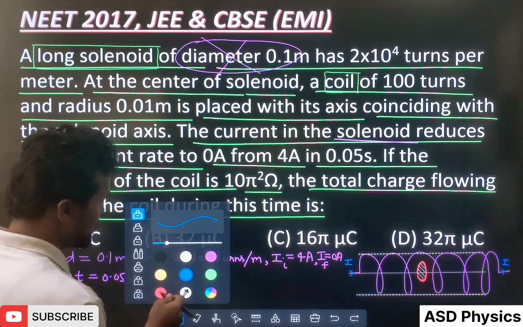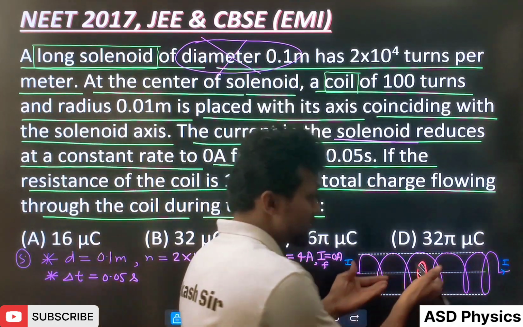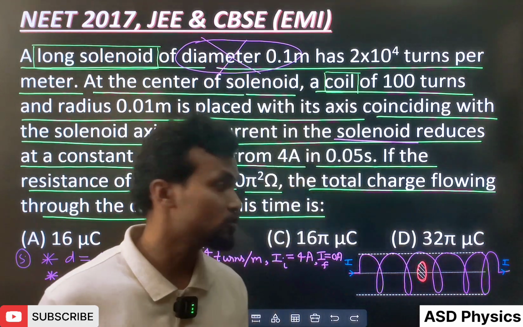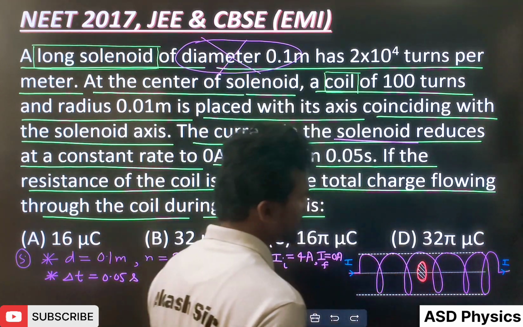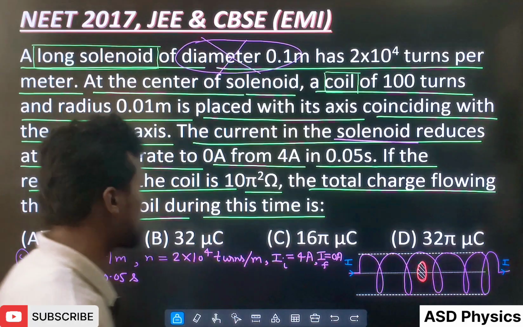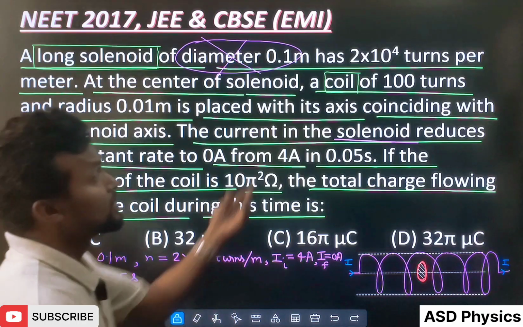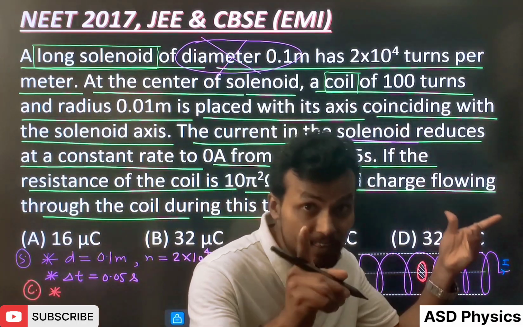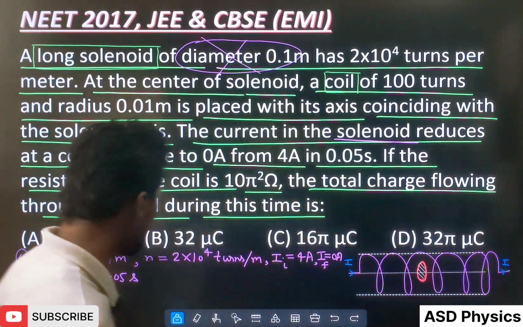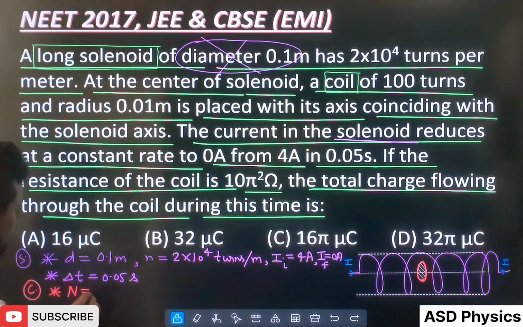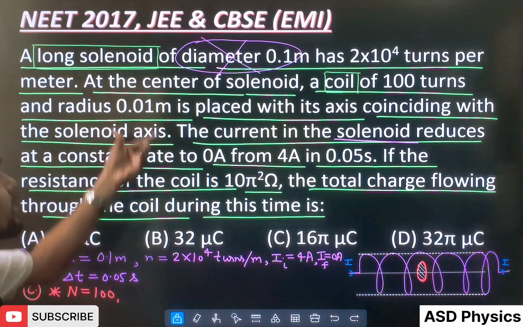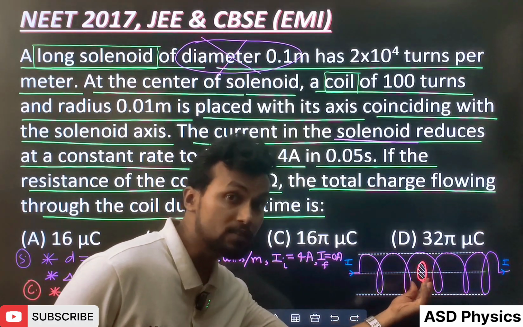After that, you can see very well inside the solenoid there is one coil. So for this coil, now we are going to write down the data. The coil is having how many turns? 100 turns for this small coil. The number of turns is given as 100. After that, the radius of this coil.